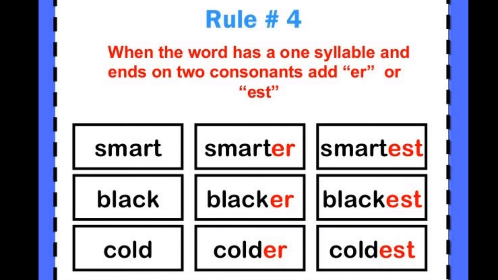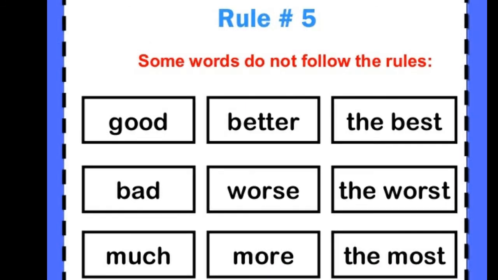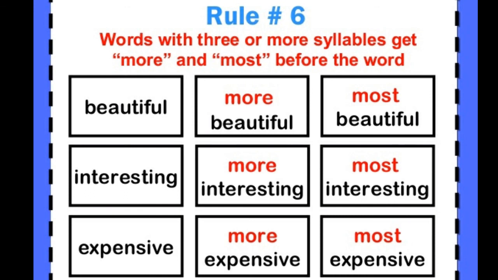Now rule 5. Some words do not follow the rules. So what are those words? Like good, better, the best. Bad, worse, the worst. Much, more, the most. Now, rule 6 says the words with 3 or more syllables get more and most before the word. For example, beautiful, more beautiful, and most beautiful. So, beautiful contains 3 or more syllables.